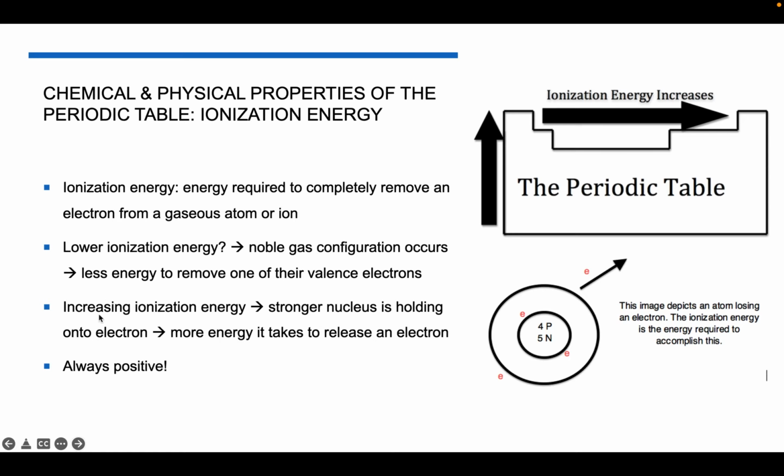What about if I have an increased ionization energy? That means the nucleus is pulling that electron back to the center of the atom, holding onto that electron because it really doesn't want to let it go. That means it's going to take more energy for me to release that electron. And because this energy is required, it's always going to be a positive value. Looking at your periodic table, ionization energy is going to increase going up as well as going to the right. So you can think of a trend going this way.